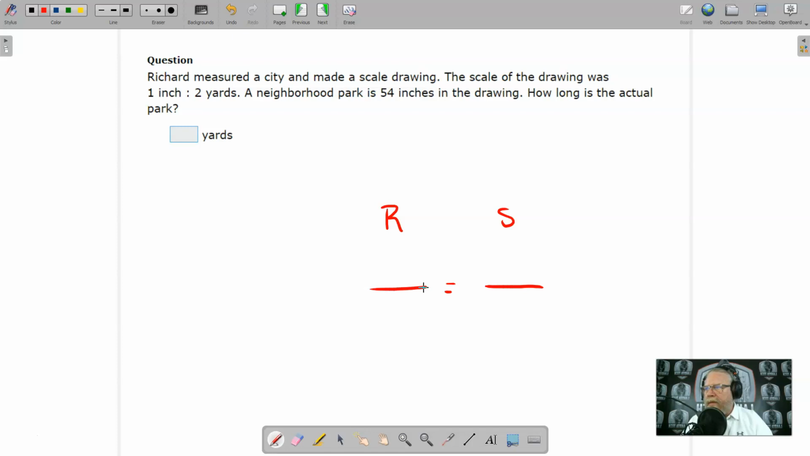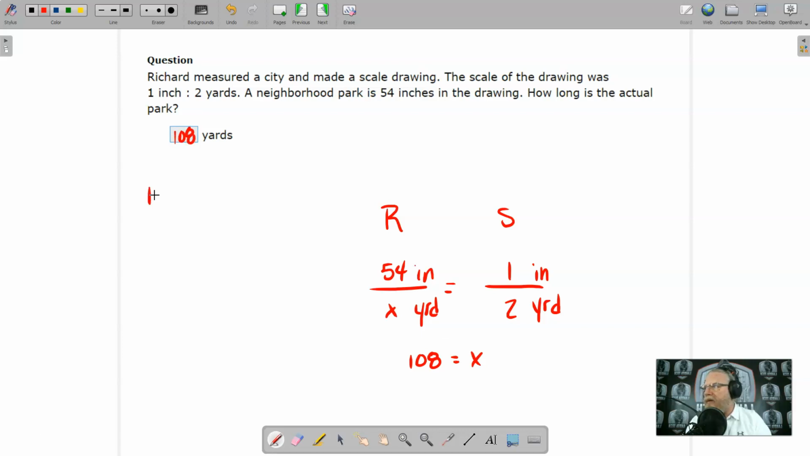Set that up. Let's see what our measurements are. The scale is 1 inch is to 2 yards in the scale. So 1 inch to yards, and that is 1 inch to 2 yards. So let's put inches here and yards here. Now they're giving us the inches, which is 54. Now we can go ahead and solve for the number of yards. 54 times 2 is 108. And 1 times x is just x, so we know that it's 108 yards.